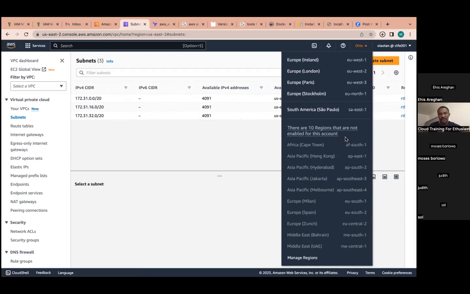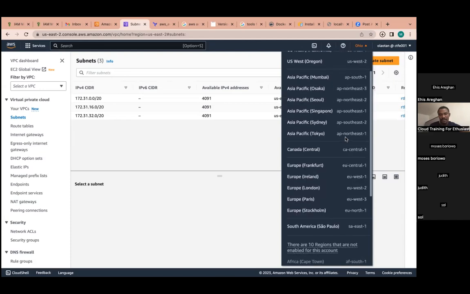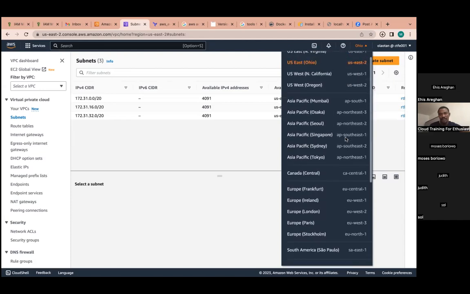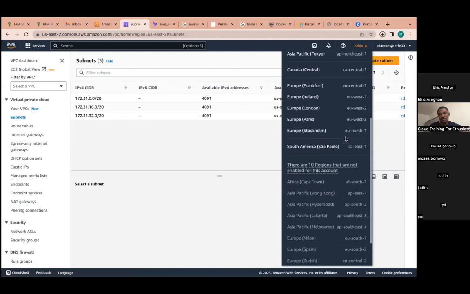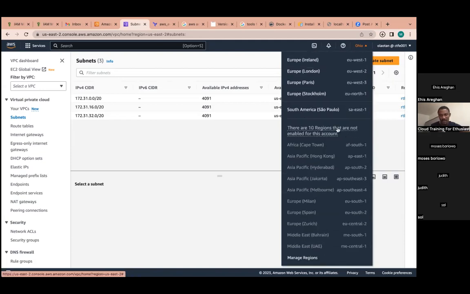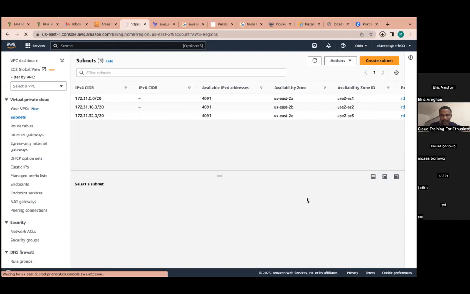Go to Africa, South Africa. Have you enabled South Africa? You've not enabled South Africa. No, I've not enabled South Africa. There's a place you can go down and enable as long as you want to. You understand me? You can go to manage region. You click manage region, you enable. But let's not bother ourselves with that. But you understand what we are talking about.